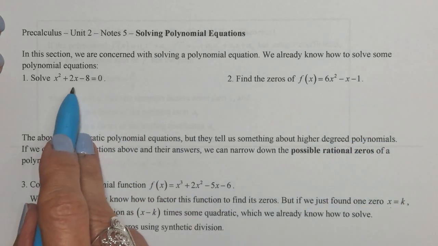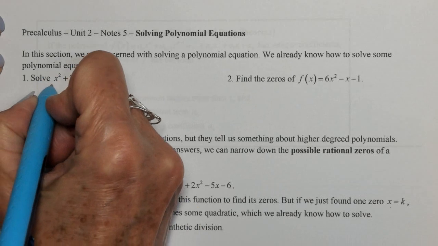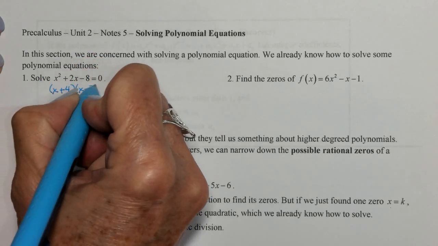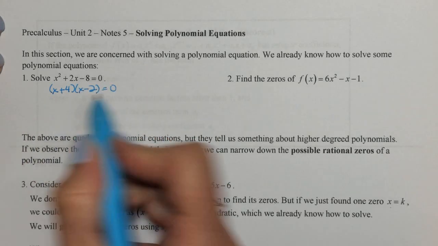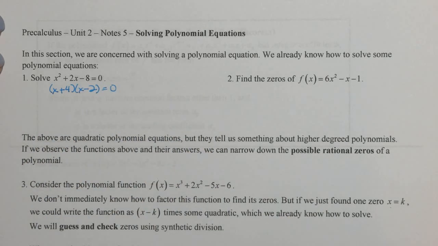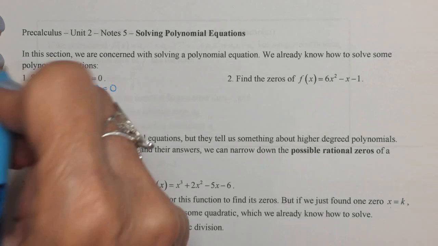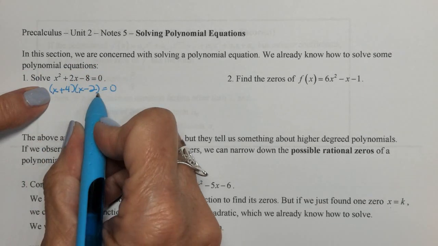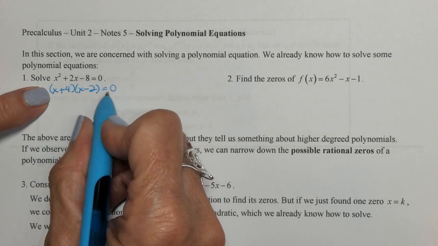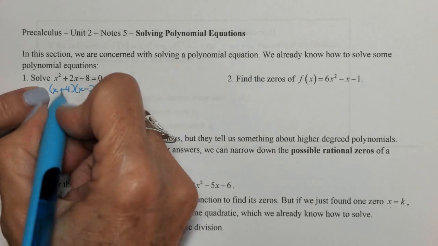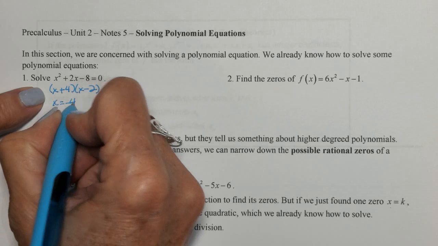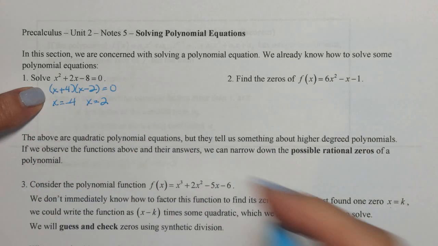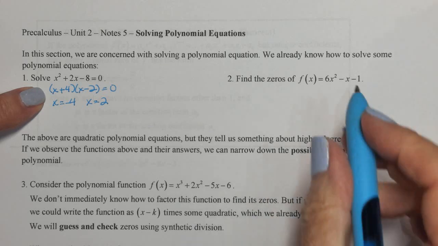factor it? So this one can be factored. I would factor this into x plus 4 and x minus 2. Be sure to FOIL back out, make sure that you did indeed factor correctly. And we find that x plus 4 must be 0 or x minus 2 must be 0 because we have 0 on this side. So x is equal to -4 or x is equal to 2. So two solutions to that quadratic equation.